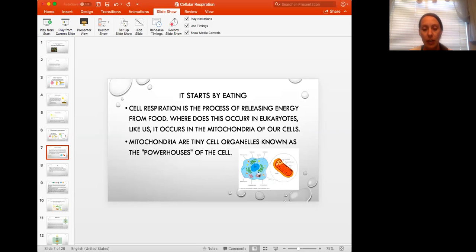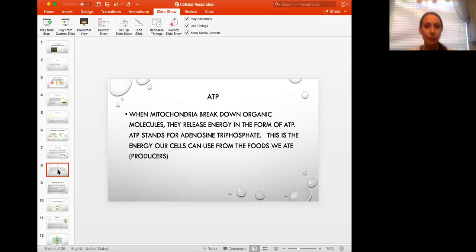So here's a little diagram that shows an image of a cell. And of course, you might notice the mitochondria kind of looks like a bean. That's how I always like to describe it. Okay, so cellular respiration takes place, the actual transformation of that sugar to an energy we can use takes place in the mitochondria of a cell inside our bodies.